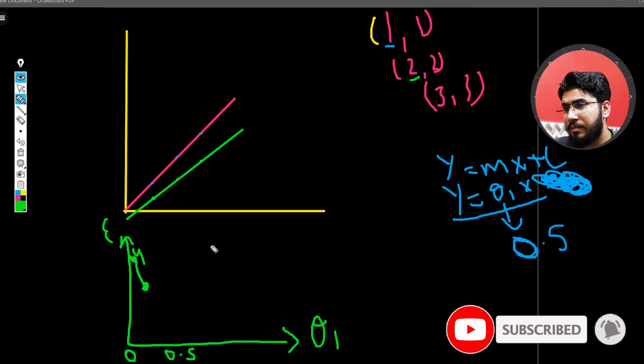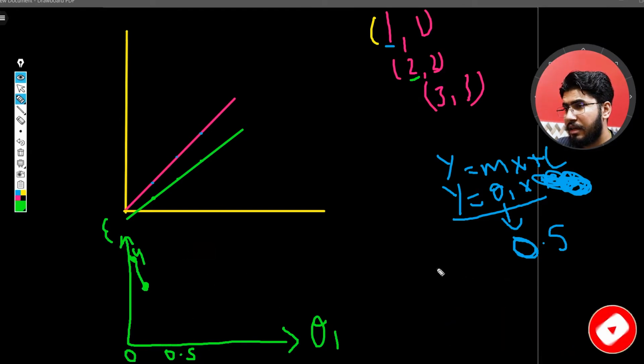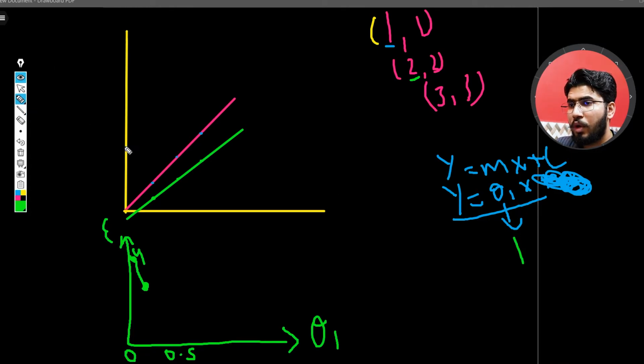Now if you will increase the theta, let's take this time theta 1 equal to 1. So what it is going to do, it is going to predict our output. For 1, it is going to predict our output here. For 2, it is going to predict our output here. And for 3, it is going to predict our output here. And this is the perfect line. So for theta equal to 1, our error will be 0.